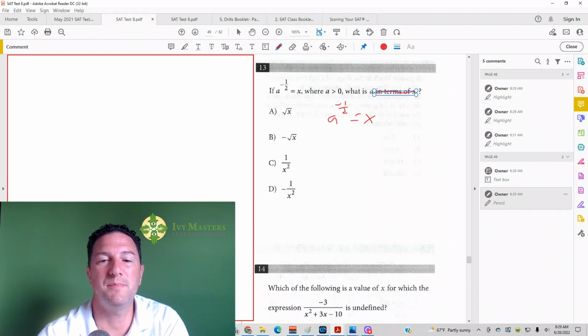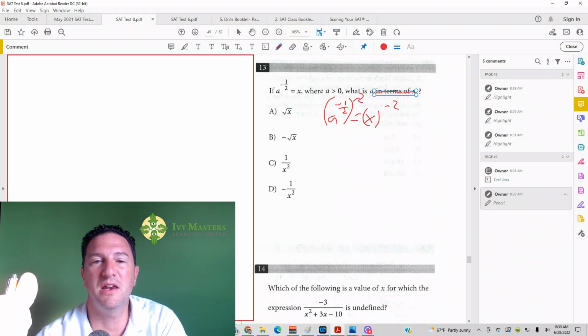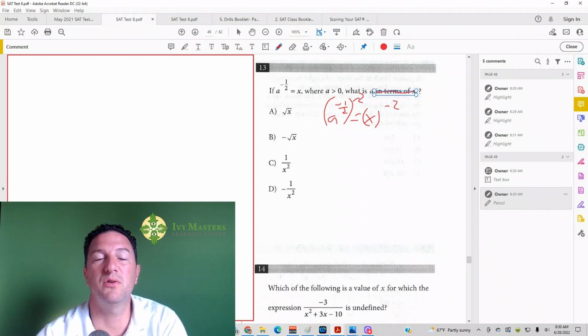How do you get rid of it? Well, you might know that if you raise an exponent to a power, those powers multiply. And then you're going to have a all alone. What am I going to raise it to? I'm going to raise it to the negative 2 power. And why would I raise it to the negative 2 power? Because negative 1/2 times negative 2 will give you a positive 1. And a to the first, a to the 1, is the same as just a.